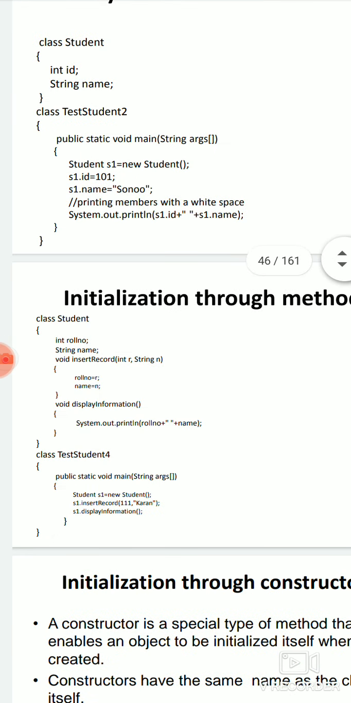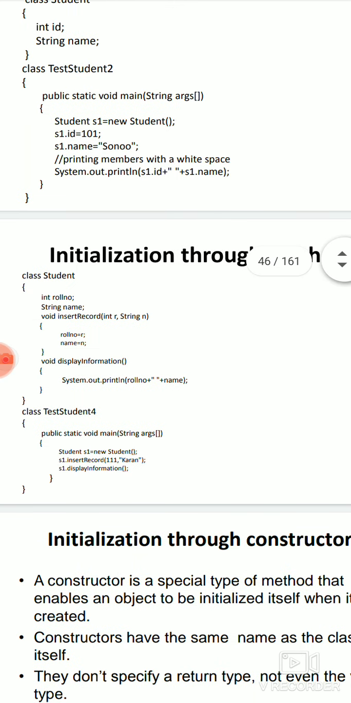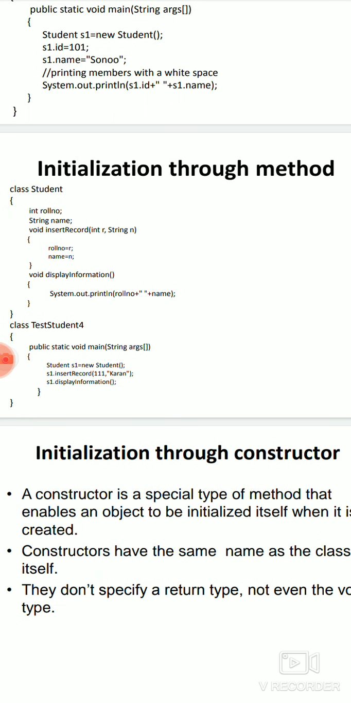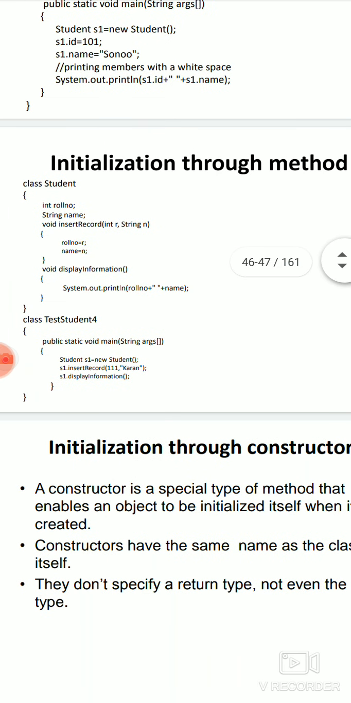Now next is something we have also already seen, but let us say what this method is: initialization through method. In this method you call a method and give the parameters at that point. Just see the example. You have the same example, a class, and in that class you have two variables, int roll number and string name. After that you don't have a semicolon at this end. What is this? This will be a function. So void insert record, and you have two parameters, int r and string n. Now inside this is the definition of the method.